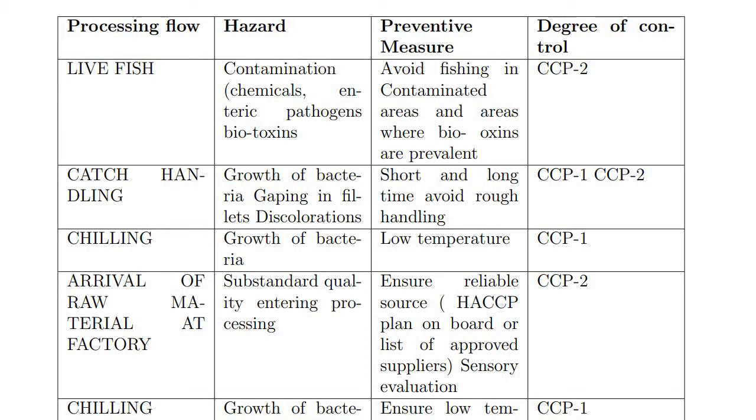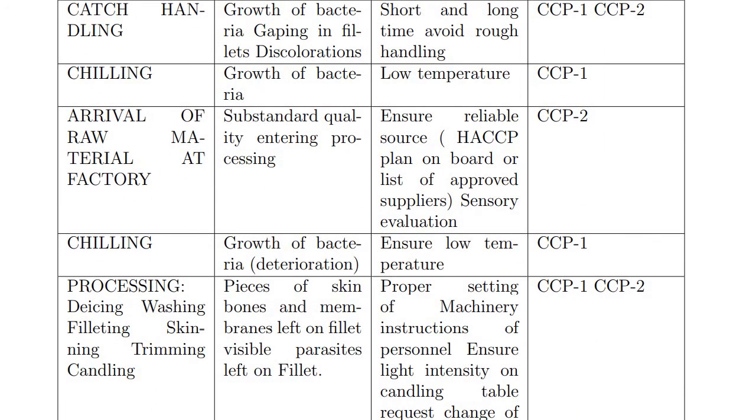and CCP 2. Chilling: growth of bacteria, so low temperature, CCP 1. After arrival of raw material at the factory: substandard quality entering processing. So ensure a reliable source with HACCP plan and a list of approved suppliers and sensory evaluations, CCP 2. After chilling: growth of bacteria, deterioration, so ensure low temperature, CCP 1.